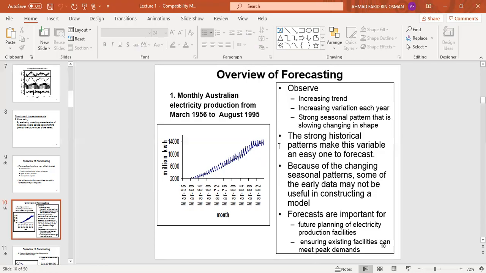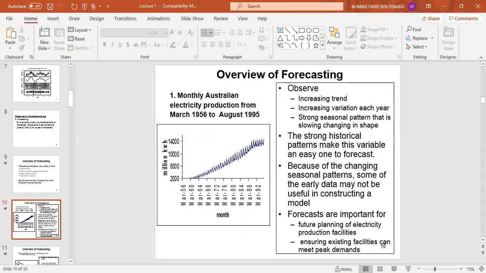So forecasts are important for this data. Forecasts are important for future planning of electricity production facilities and ensuring existing facilities can meet peak demand. That's the objective, the reason why we need to produce forecasts for certain time series data. For this data, it's not that difficult to produce a good forecast. It's sufficient to only use the historical pattern in order to project the future values of the series.